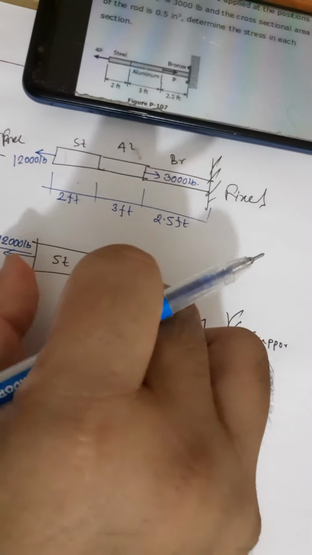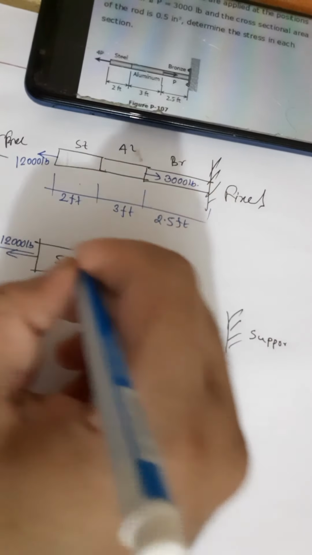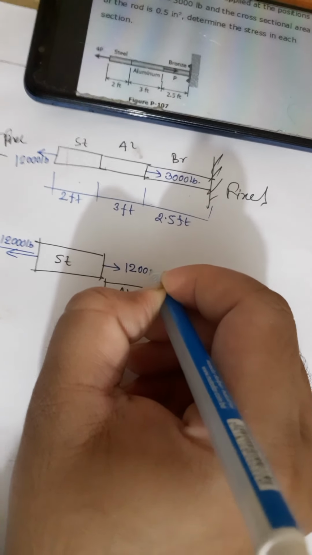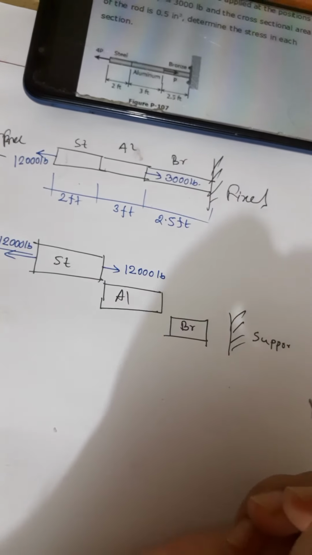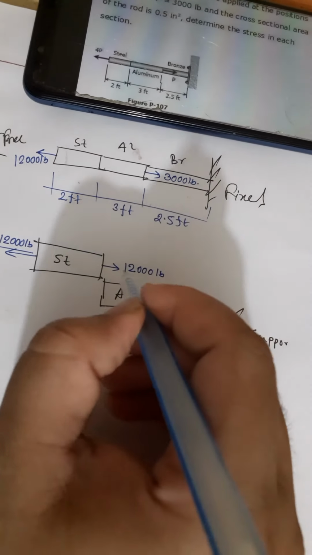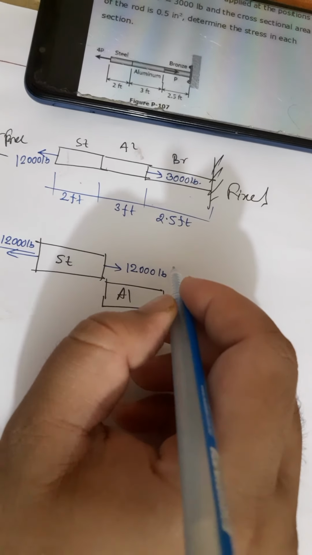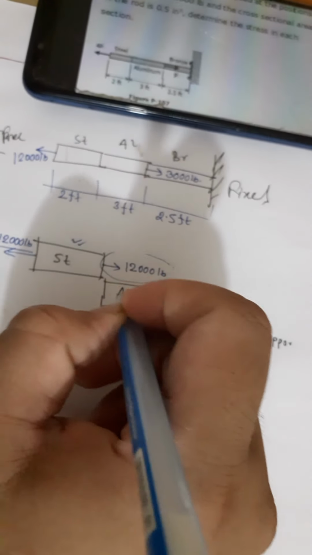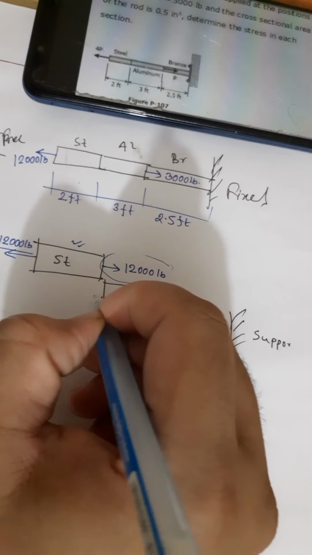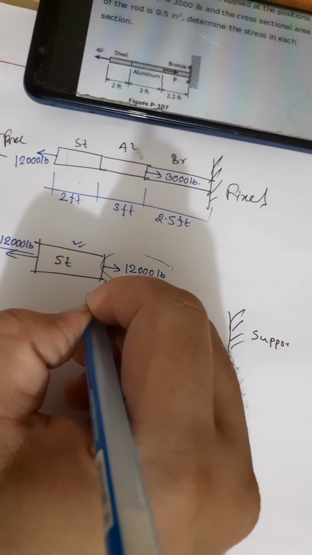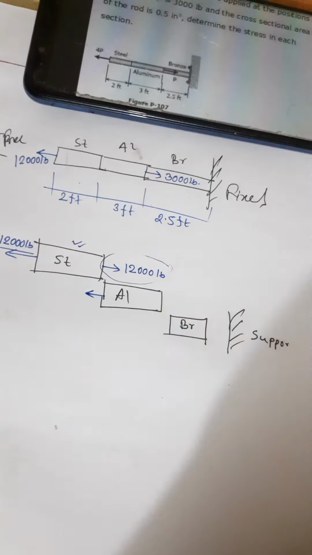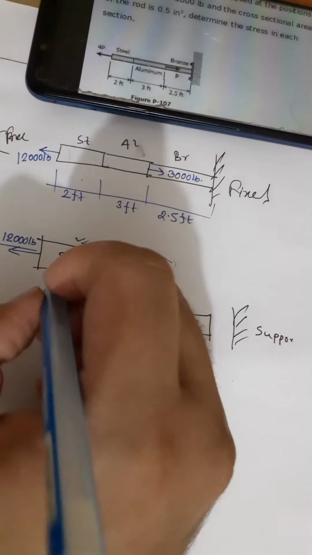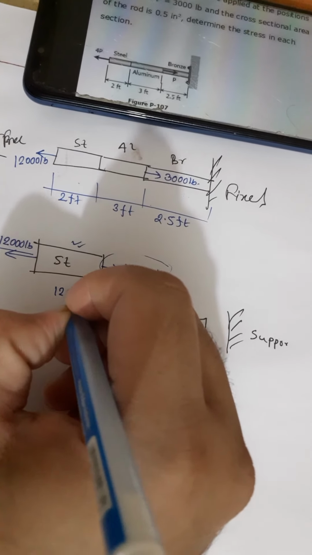As there is no internal additional force in steel, so it will be in tension. It is 12,000 pound. So steel will be in tension of 12,000 pound, and to get this we are adding this additional force 12,000 pound to stabilize the steel. So to nullify it, as it is an external force, we have to give the same magnitude and opposite direction force, 12,000 pound, in aluminium.